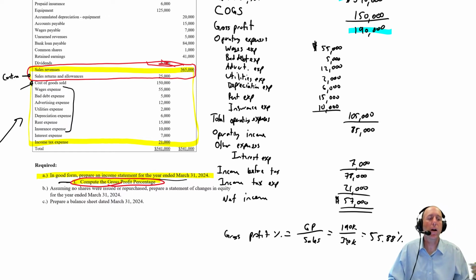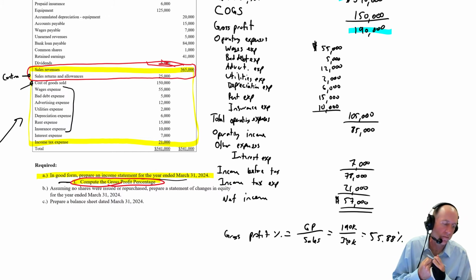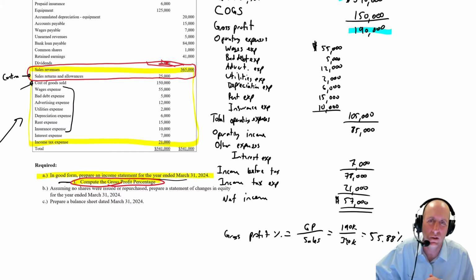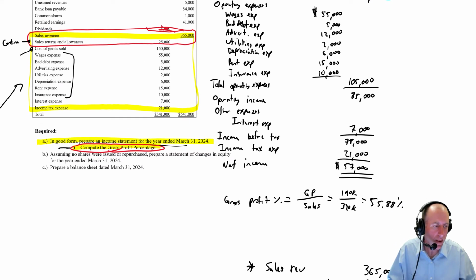55.88% tells us the markup, right? We mark up more than double the cost. Our gross profit is more than half of the sales. In other words, for every dollar I sell, 55 cents of it covers my own expenses. 44 cents of it covers the cost of goods sold, just buying the product from my supplier. So that's what that means.